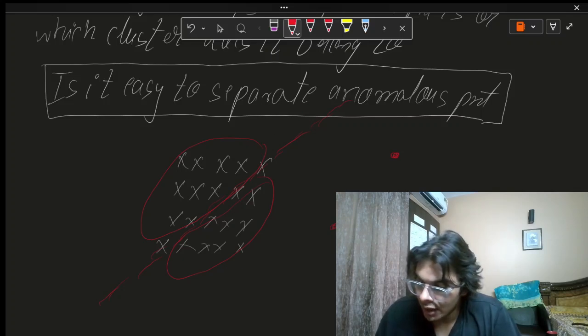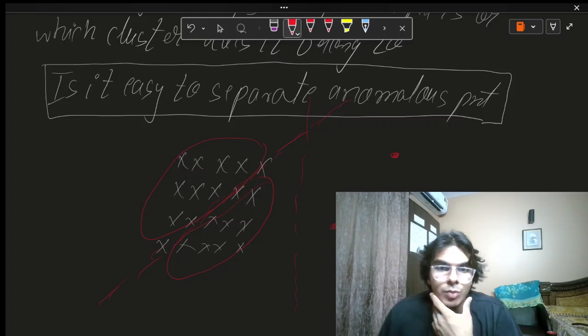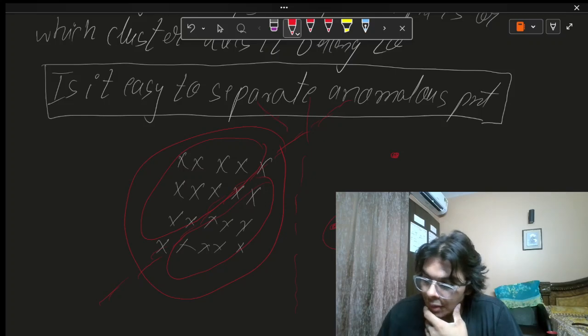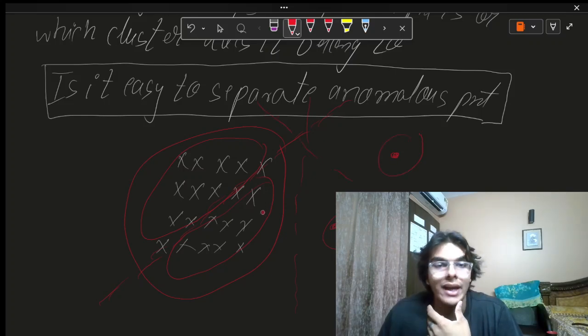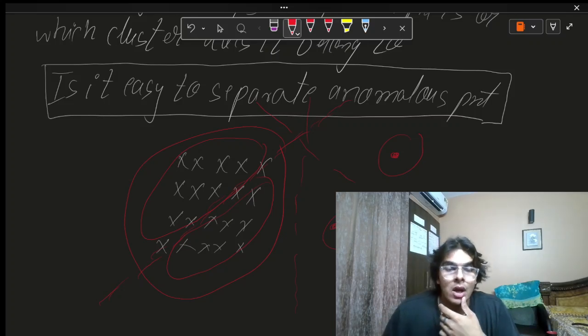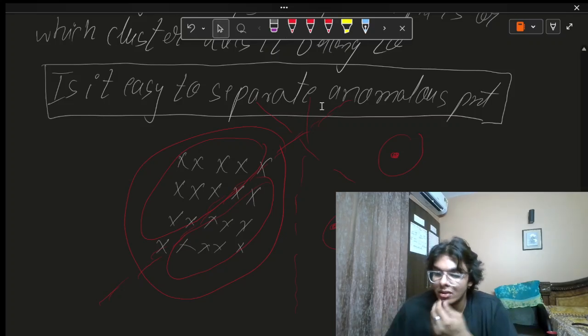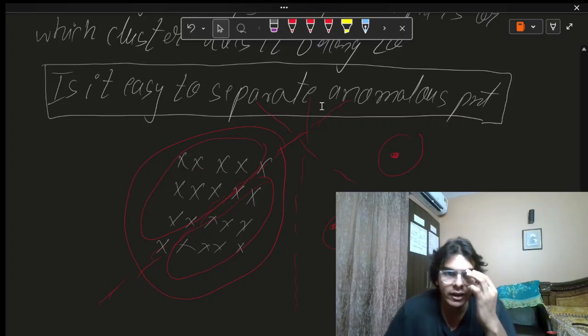Maybe I can make another random cut like this. Is it separating the anomalous and dense points? Yes, it is. It has actually separated this point from all of these points together. Maybe I can make another random cut like this, so it will separate this point and again these dense points all together. So this approach actually does work. This approach brings us slowly towards the model that we try and use today.